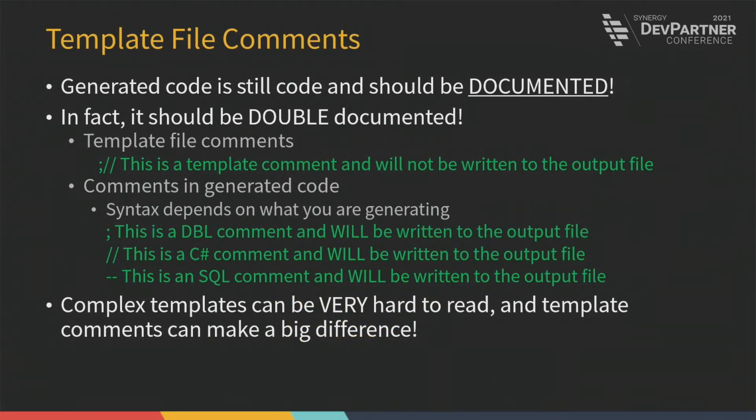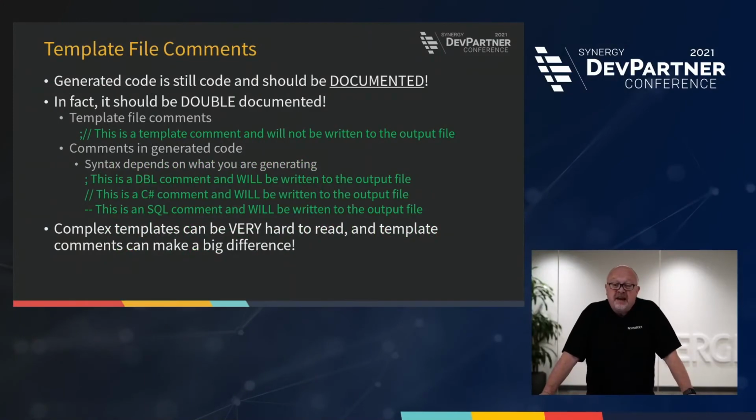Something else you can do in templates is add comments. Generated code is still code, and code should be documented. Yeah, right. We all do that, right? In fact, template code should be double documented. What I mean by that is you can document the structure of the template itself. So putting comments in the template to explain to somebody who might look at it what this piece of template code is supposed to do is a great idea.